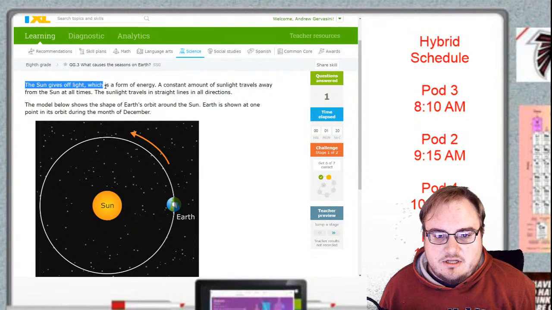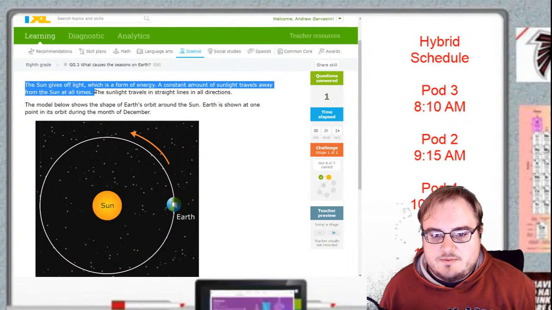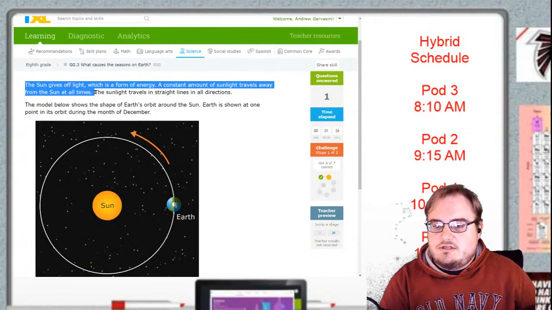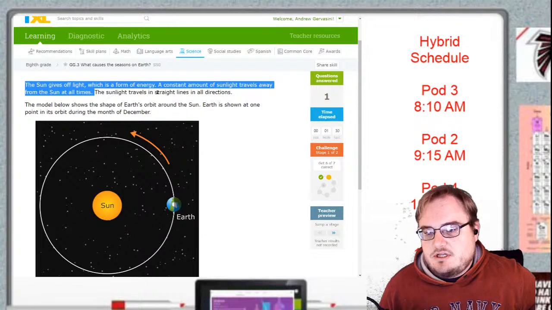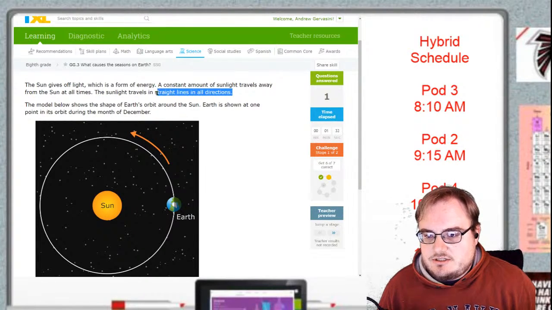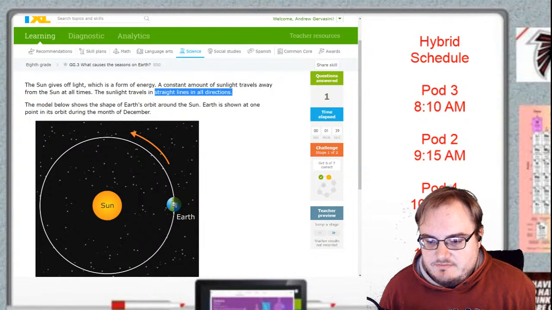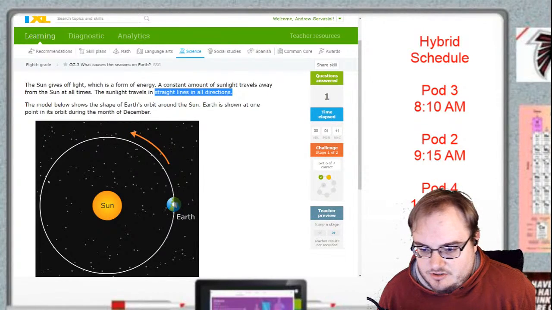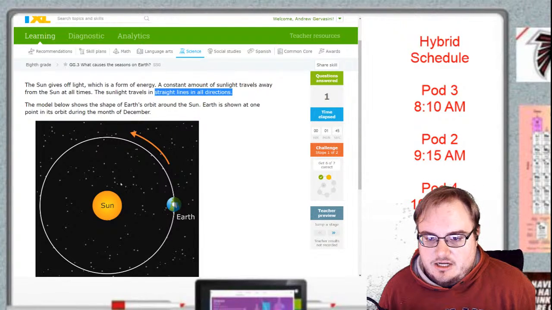The sun gives off light, which is a form of energy. A constant amount of sunlight travels away from the sun at all times. So the sun isn't increasing and decreasing in its radiation. It's always the same amount. The sunlight travels in straight lines in all directions. It appears parallel for us because the sun is so much larger than the Earth. This is not to scale, even though it is an accurate representation of an orbit, of a revolution of the Earth around the sun, moving in a counterclockwise direction.